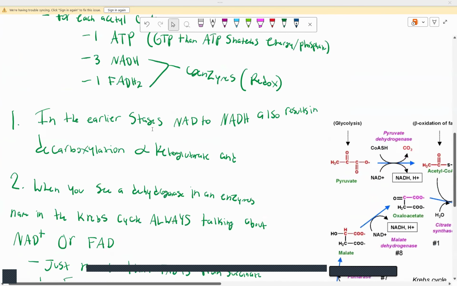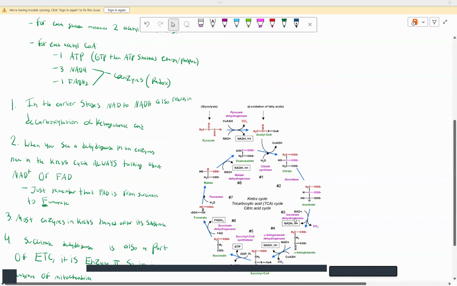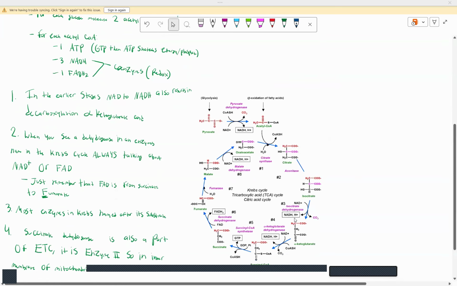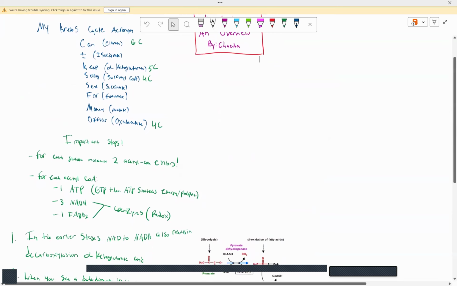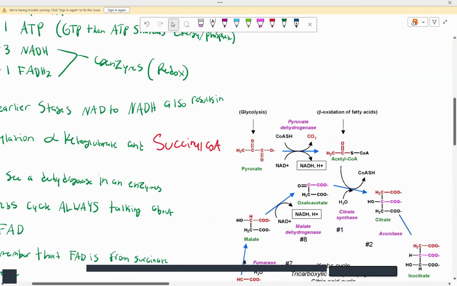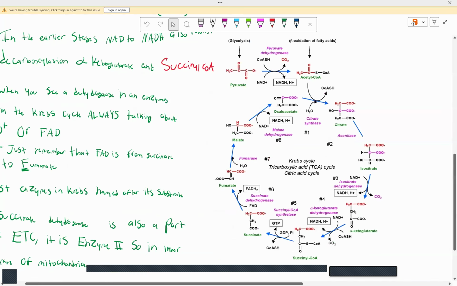So they're part of a redox reaction. And then in the earlier stages, here I have the NAD plus, it'll go to NADH. It also results in a decarboxylation of alpha ketoglutarate, and for succinyl-CoA. So up here I have the keep and selling, so they're right next to each other, which is kind of easy to remember. And then the other NADH will be for the malate dehydrogenase.